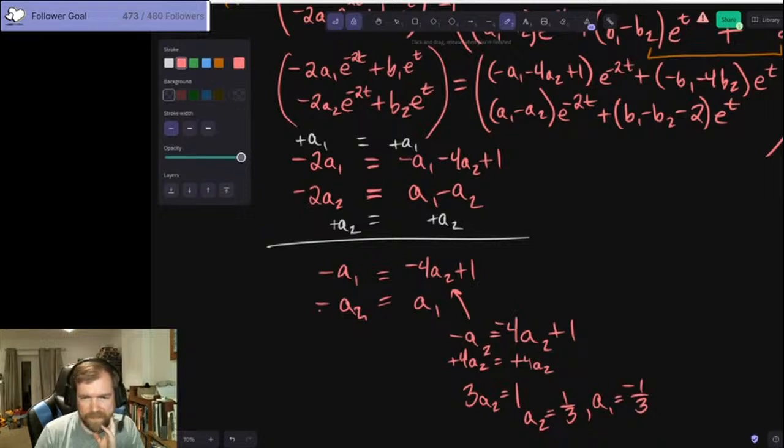Hold it. Sorry. Hold it. I'm doing something. I'm trying to catch up. I think that's a plus a2 on the top row. But below the arrow. Below the arrow.